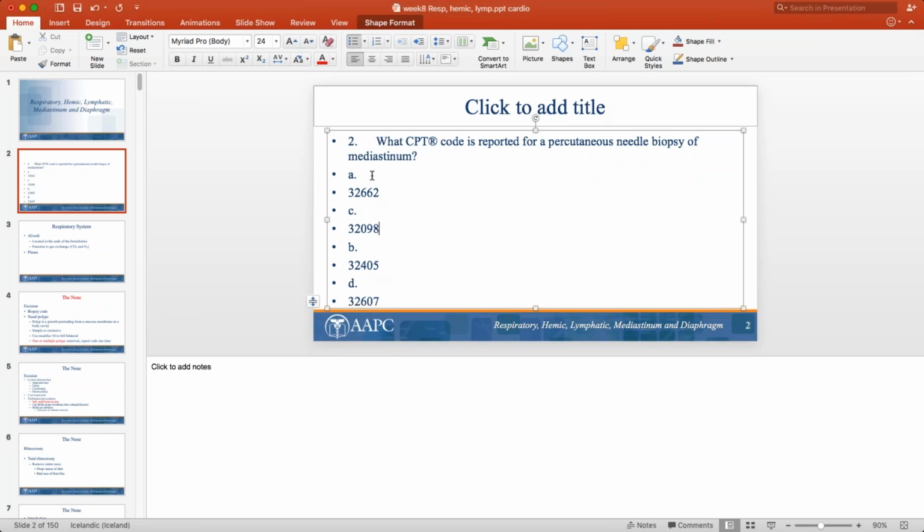Okay, so here's a question up here. What CPT code is reported for a percutaneous needle biopsy of the mediastinum? Well, first of all, that's not respiratory. But let me tell you how you could do this. Let's do this like we were just getting a coding question. I want you to go to the index, so you can see how easy it is. And what's the actual procedure? They're getting a biopsy of the mediastinum, right?